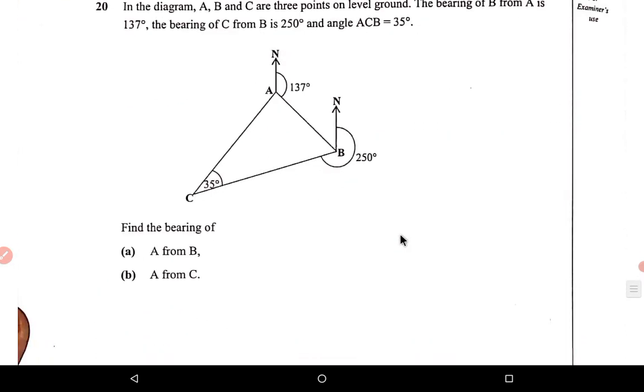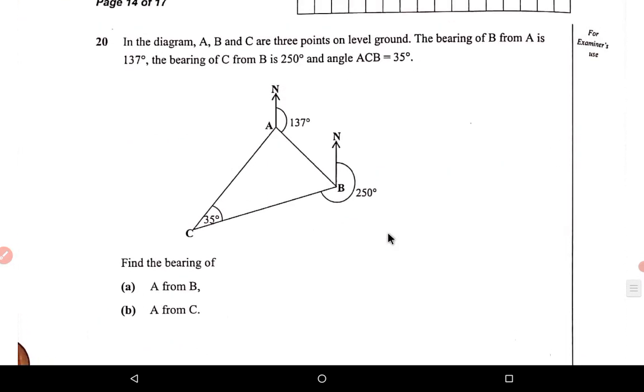So here is a question. In the diagram, A, B, and C are 3 points on a level ground. The bearing of AB from A is 137. The bearing of C from B is 250. The angle ACB is 35. Find the bearing of F from B.